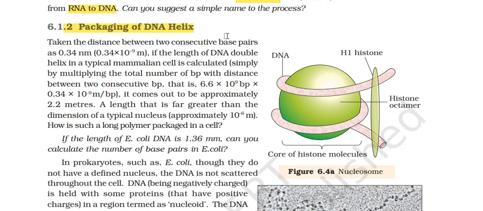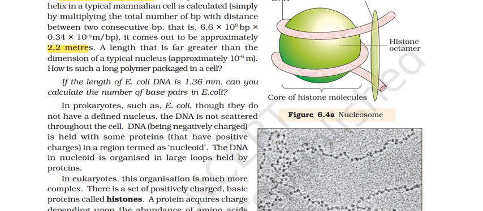Taken the distance between two consecutive base pairs as 0.34 nanometer, if the length of DNA double helix in a typical mammalian cell is calculated, ठीक है, जितने number of base pairs है with the distance between two consecutive base pairs, it comes out to be approximately 2.2 meters, हाँ, mammals में. A length that is far greater than the dimension of a typical nucleus. ठीक है, nucleus का तो minus में चला जाता है, in the order of -6 they have given. ठीक, तो कैसे हम meters का coil इसमें बंद करा सकते हैं?